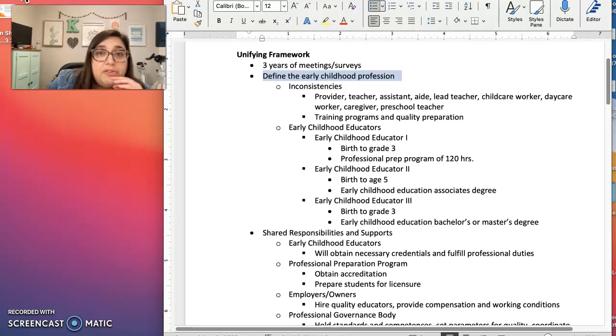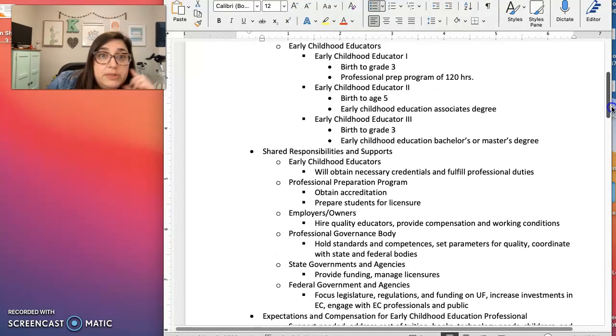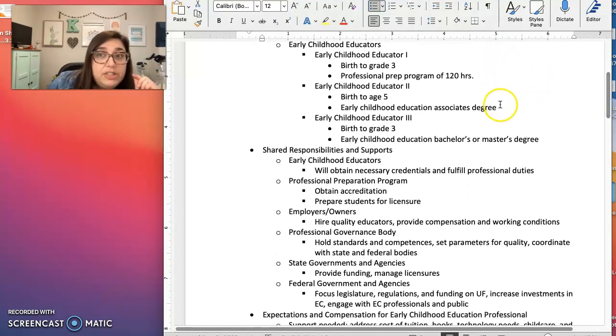And so they created 3 levels. There's early childhood educator 1, early childhood educator 2, early childhood educator 3. And with these levels, they have specific responsibilities as well as specific qualifications that they need to get. So as a teacher who is going to teach future teachers, this information is clear. I can say, this is what you need. These will be your responsibilities. And it's going to be consistent from each center and across the state.